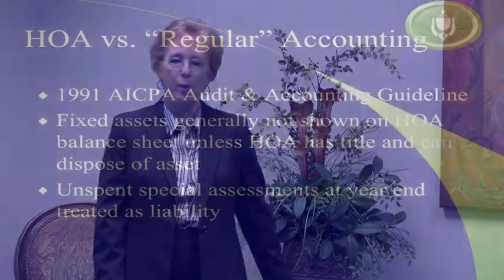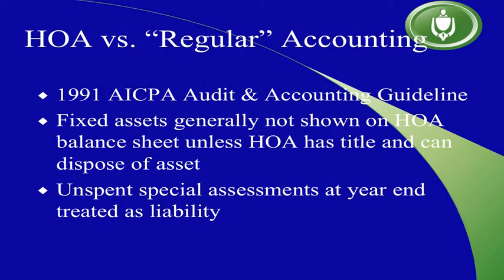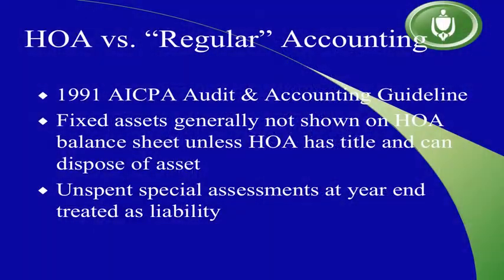Back in 1991, the American Institute of Certified Public Accountants issued an audit and accounting guideline. This guideline is still in place today and has not changed much since then. Two of the more unique aspects of it is that fixed assets, as a general rule, are not placed on homeowner associations' balance sheets. As we talked about earlier, these assets must be sellable and separable before they are placed on the homeowner association's balance sheet.